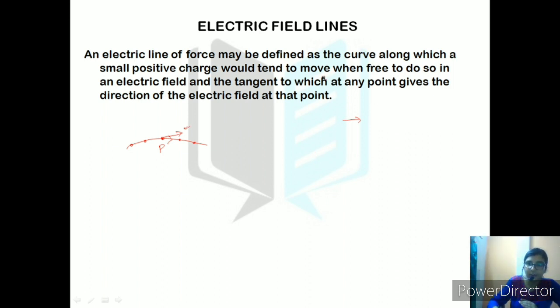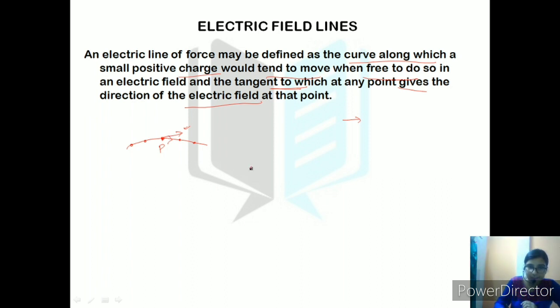So here let's see the definition. The curve along which a small positive charge would tend to move when free to do so in an electric field. And what we are doing, we are drawing a tangent at this point, which gives the direction of the electric field at that point. Clear?